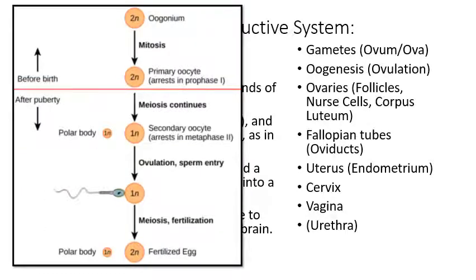So here we have an oogonium, and we have the two rounds of meiosis that give rise to one mature ovum. It gets fertilized by a sperm, and then we have a diploid zygote.